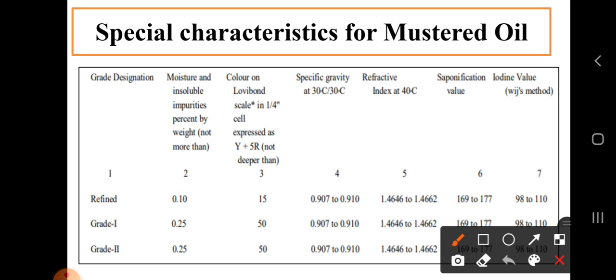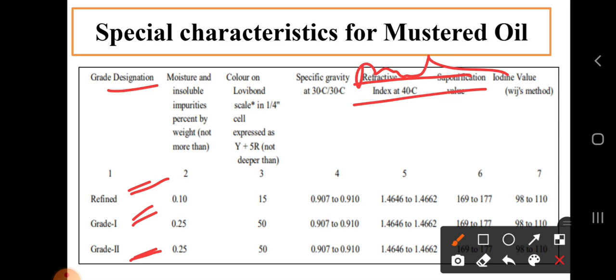Remember, mustard oil, or all kinds of oils, are categorized into three grade designations: refined, grade 1, and grade 2. Remember, refined, grade 1, and grade 2. Here we have to mention the maximum tolerance levels for each content. That can be moisture, coloring, specific gravity, refractive index, saponification, and iodine values. Now, this is about the whole session today.